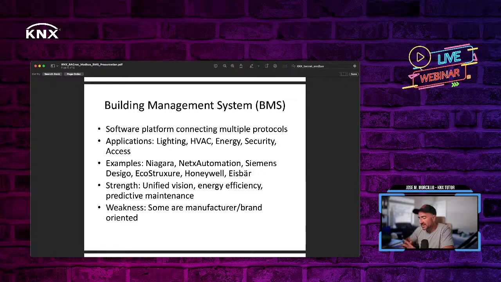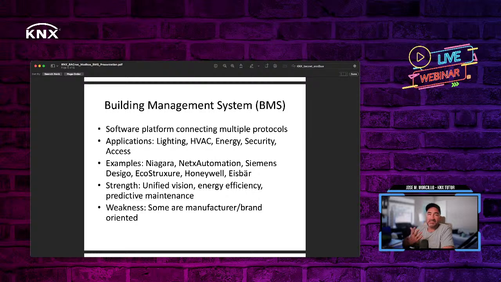What happens? We have the chance to get them all together, which I think is the best, because the end user will incur less costs. Of course, it will be cheaper. You can find in the market many BMS that can talk to several applications and integrate several protocols like KNX, BACnet, Modbus, SNMP, and much more. That's a fact, and this is what is happening. So I recommend, if you have the possibility, go for one BMS.